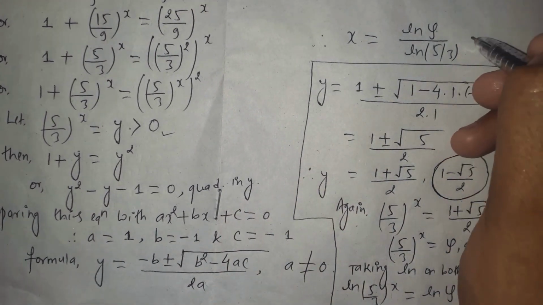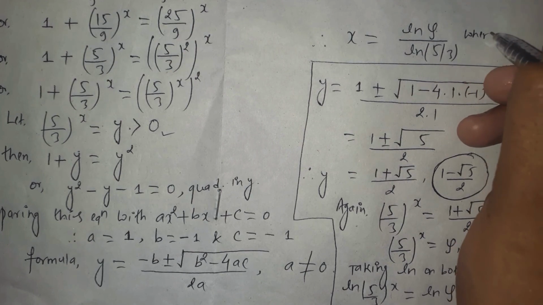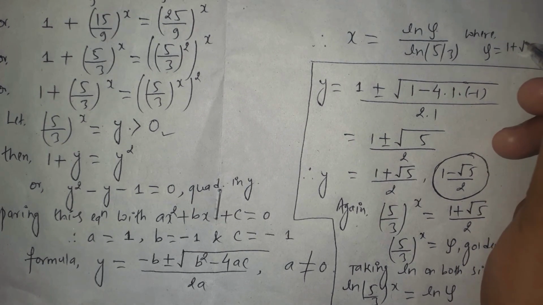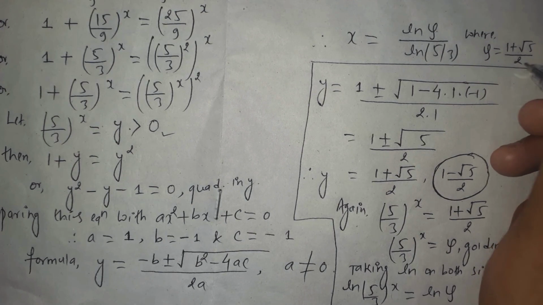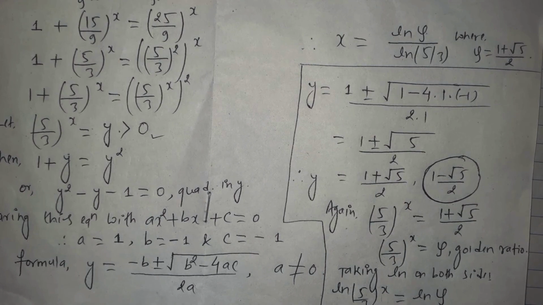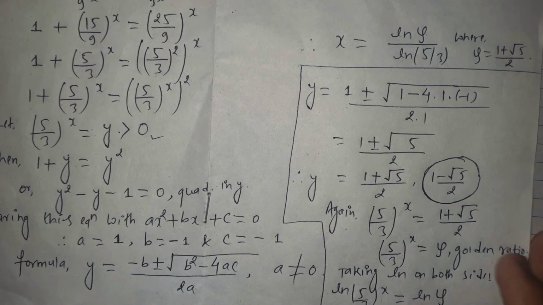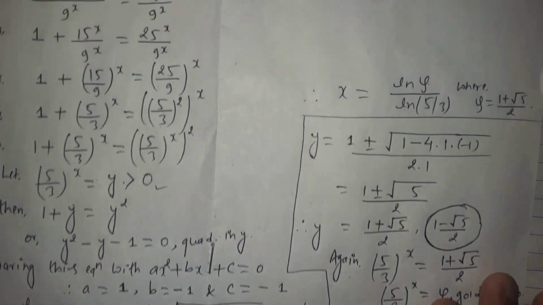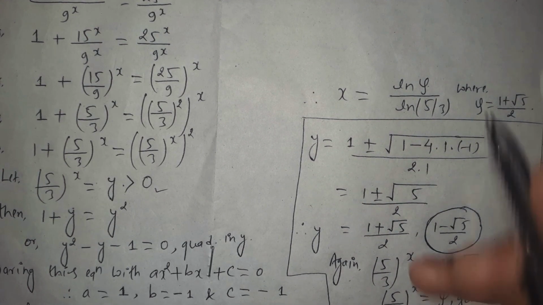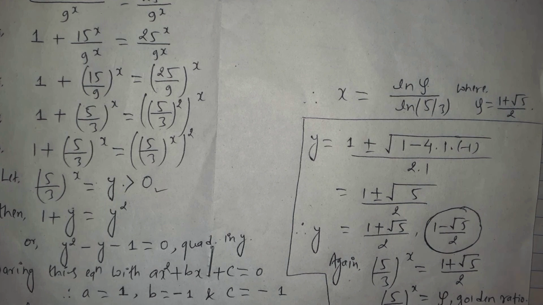Here φ is the golden ratio. It has the value (1 + √5)/2. It is a positive irrational number. Here we finally obtain the value of x in terms of the golden ratio φ.